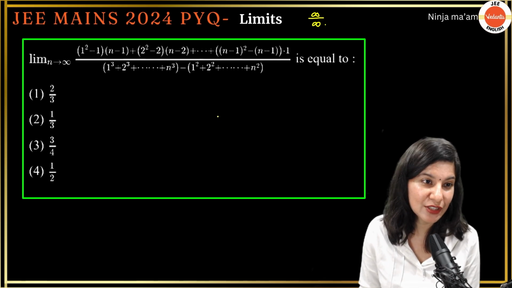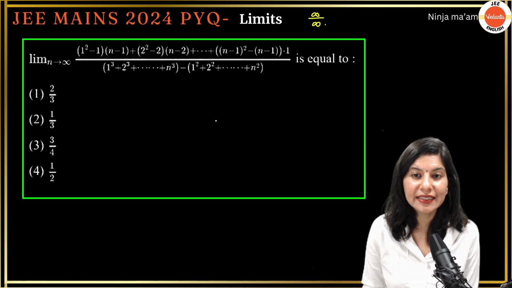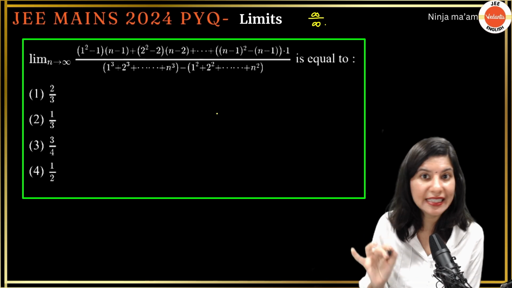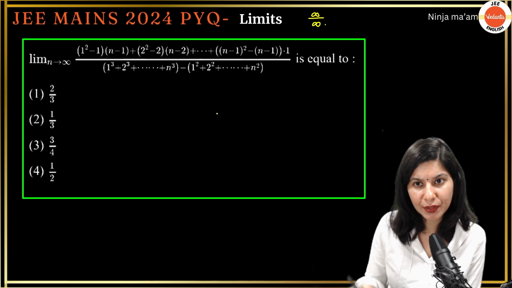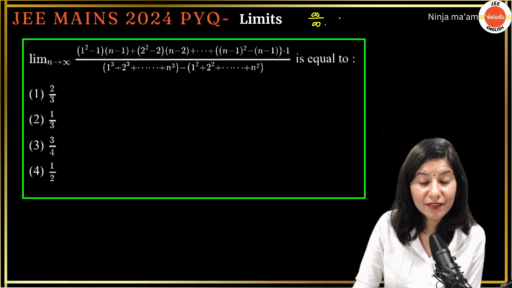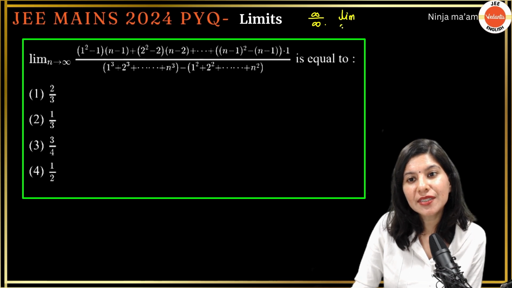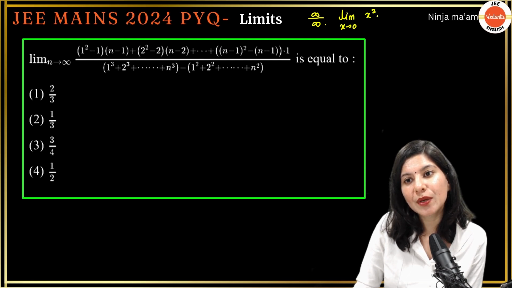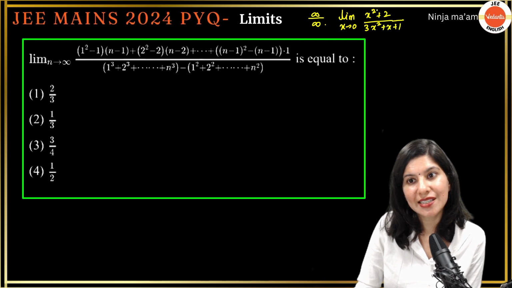Okay, this is clearly visible. And there is one shortcut in infinity by infinity. I have already told you, let me just give you that concept. The moment you see limit x tends to infinity, let's say, x square plus 2 upon 3x square plus x plus 1. Okay, this kind of question.